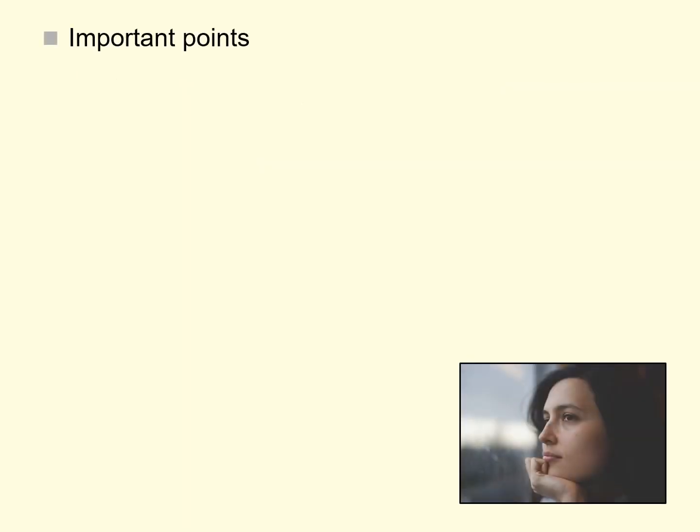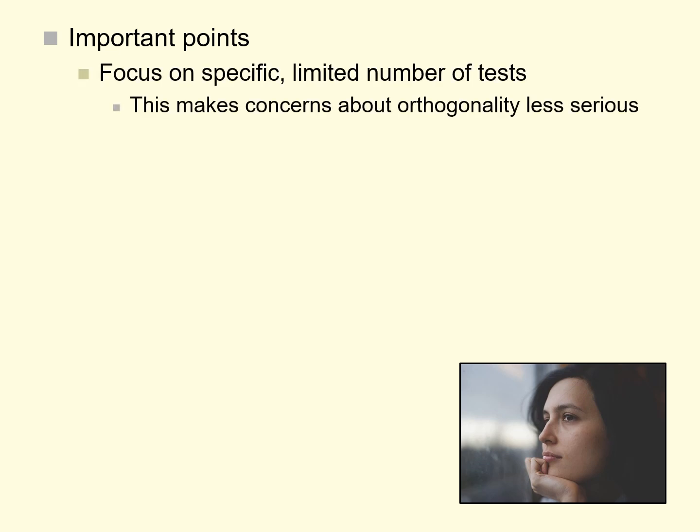Important points to make here. First, just focusing on specific limited numbers of tests makes the whole issue of orthogonality less serious. Like, are my tests orthogonal? Are they non-orthogonal? I don't know. I'm confused about what orthogonality even means. Look, at the end of the day, if you're doing a small number of focal, theory-driven prediction-testing tests, then you're probably in pretty good shape.